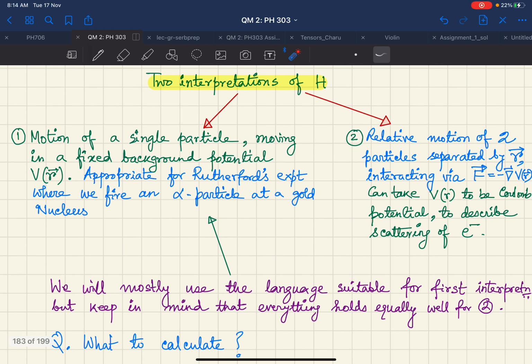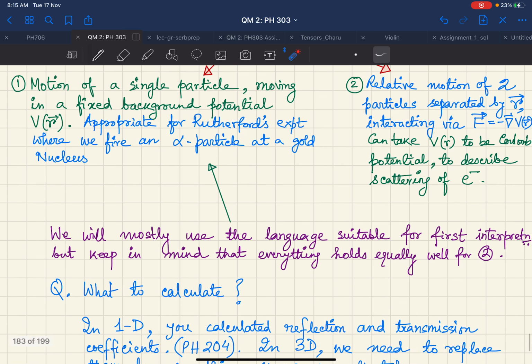So we will mostly use the language which is suitable for the first interpretation that I have mentioned, that means this one. But keep in mind that everything basically holds, whatever we discuss for one basically holds for two also.